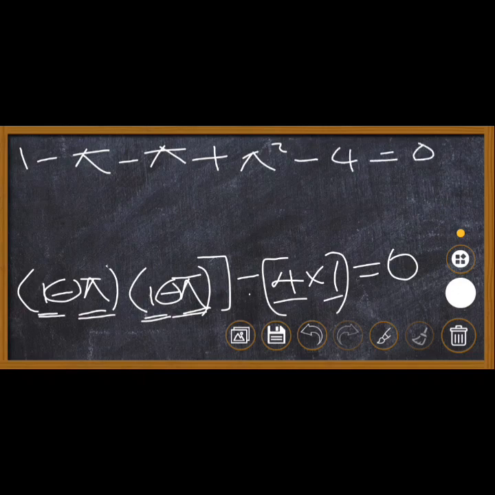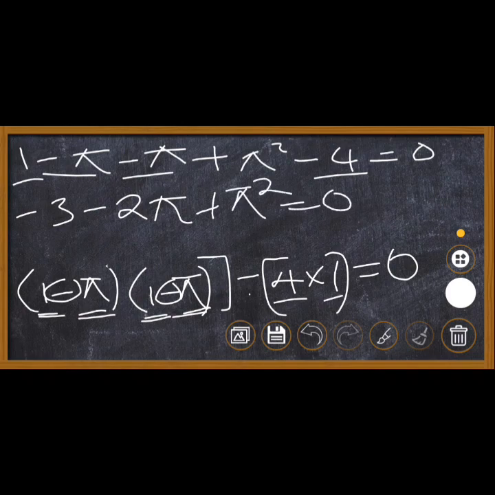So let's simplify this. So we know that 1 subtracted negative 4, we are going to have negative 3. And then negative pi minus pi, we are going to have negative 2 pi. And then we have positive pi squared equal to 0. So let's just create space down there.